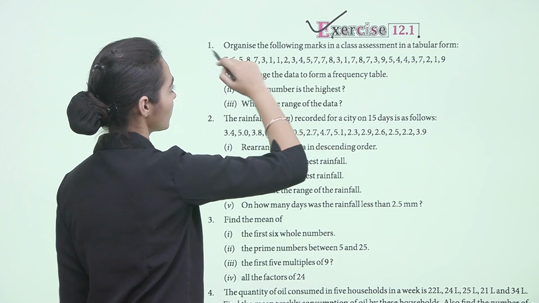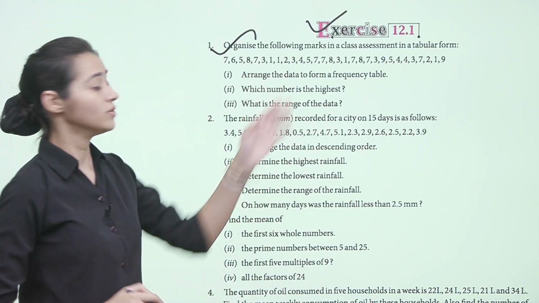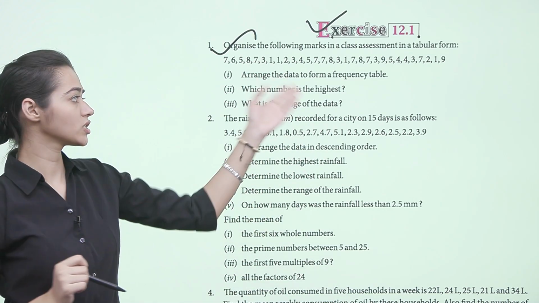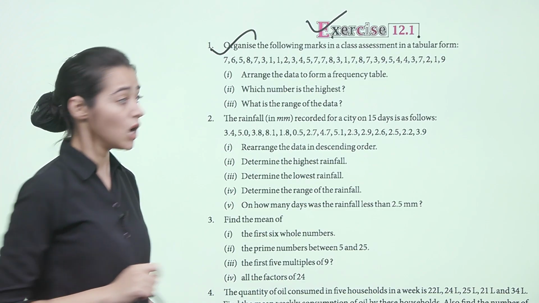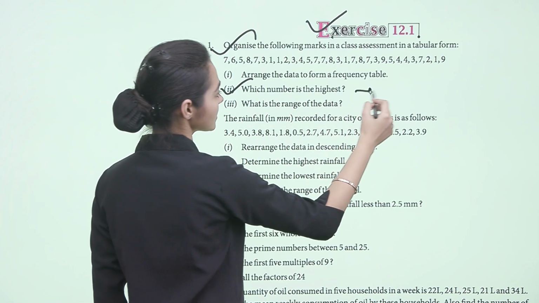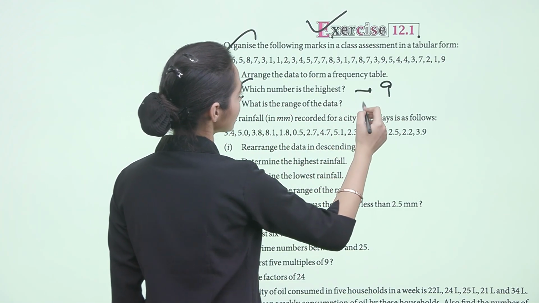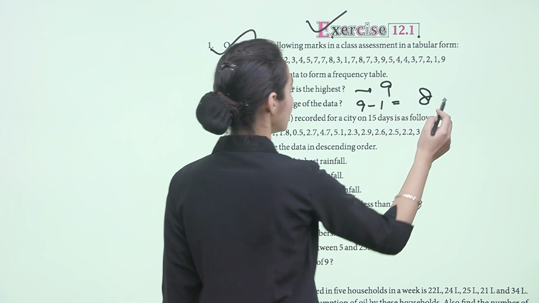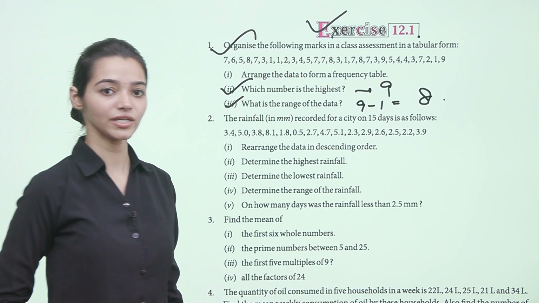Let's start with exercise 12.1, the first part. Here we have the following marks in a class assessment, organized in tabular form. You have to arrange the data to form a frequency table. Which number is the highest? Very good, that is 9. What is the range of this data? That is 9 minus 1, that is highest minus lowest, that is 8. That is the range. That's how you can solve the remaining ones.